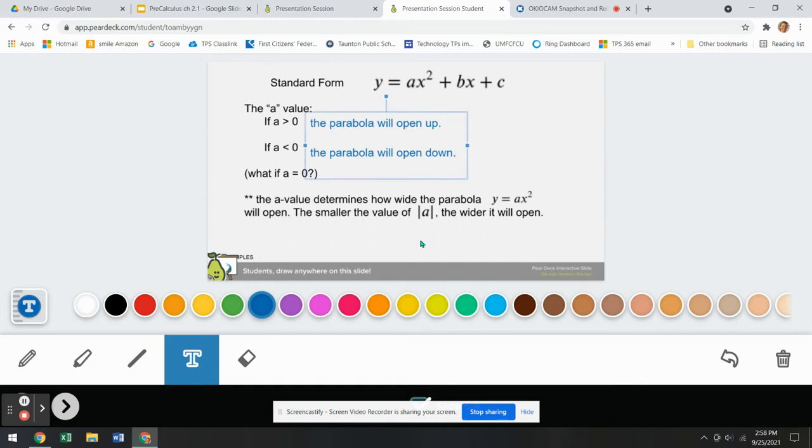The other statement at the bottom is a good thing to make note of. The a value determines how wide the parabola is. If you have y equals ax squared, that a value, the coefficient, determines how wide or narrow the parabola is. The smaller the absolute value of a, the wider it will open. So in other words, if you have a fraction like 1/4, or say 1/3, or 1/8, that means the parabola is going to get a lot wider.